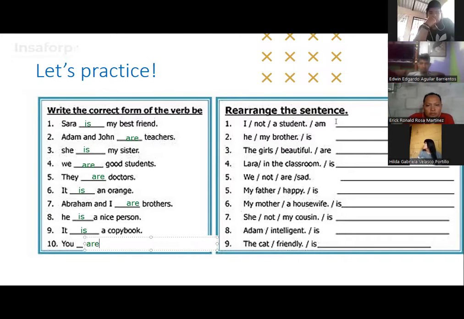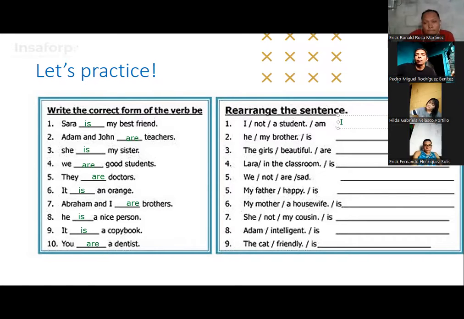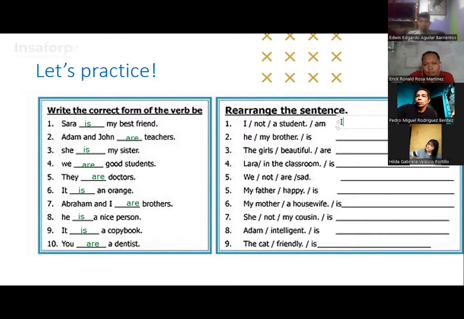Our brothers. Now, in the other exercise, you have to rearrange the sentence. You have to put the words in order to make the sentence. I'm not a student. ¿Qué decimos también? I am not a student. Very nice. Number two. He is my brother. Okay, number three.